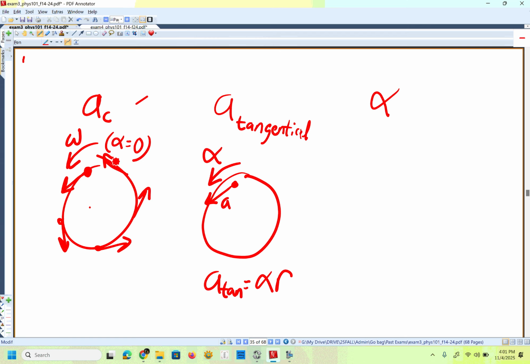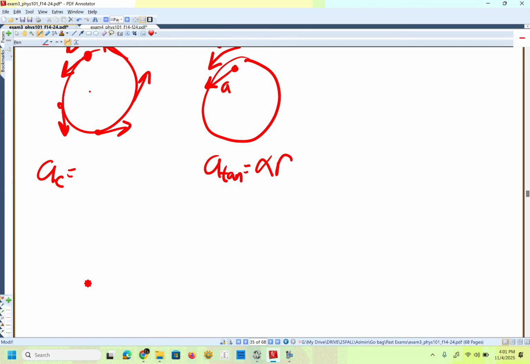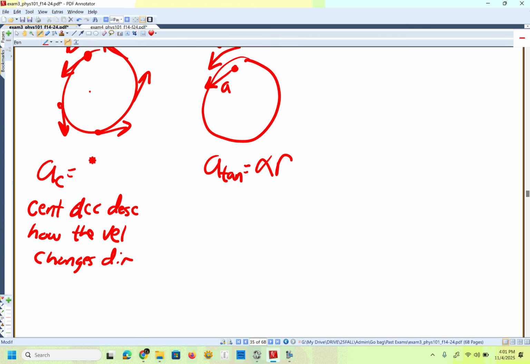And because the velocity is changing direction, it has a constant speed, but the direction of that velocity is changing at every moment. Because of that, it has a centripetal acceleration. Let's say the centripetal acceleration describes how the velocity changes direction. So the centripetal acceleration is equal to v squared over r, or omega squared r.